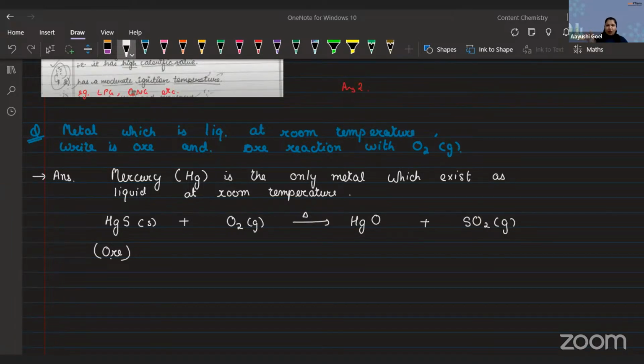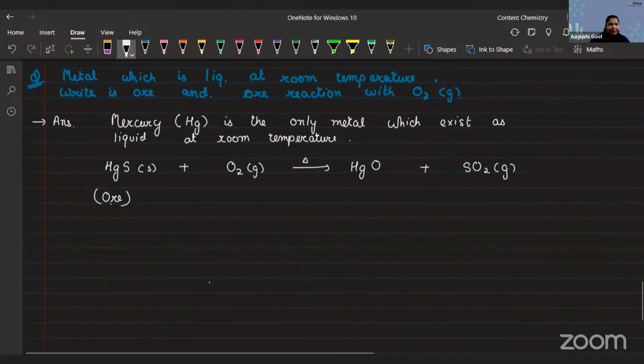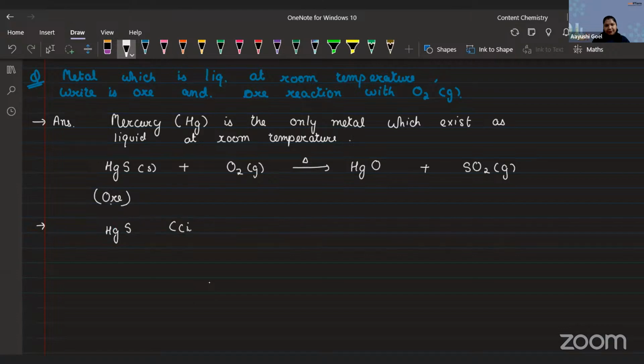Because I don't know the ore name, I can write it like this. If you know the ore name, that is well and good, so you can write the ore name also. I know this ore name, so I can write it: HgS, cinnabar, mercury ore. If you don't know the name of the ore, write the IUPAC name, write the compound name. So I can write mercury sulfide.